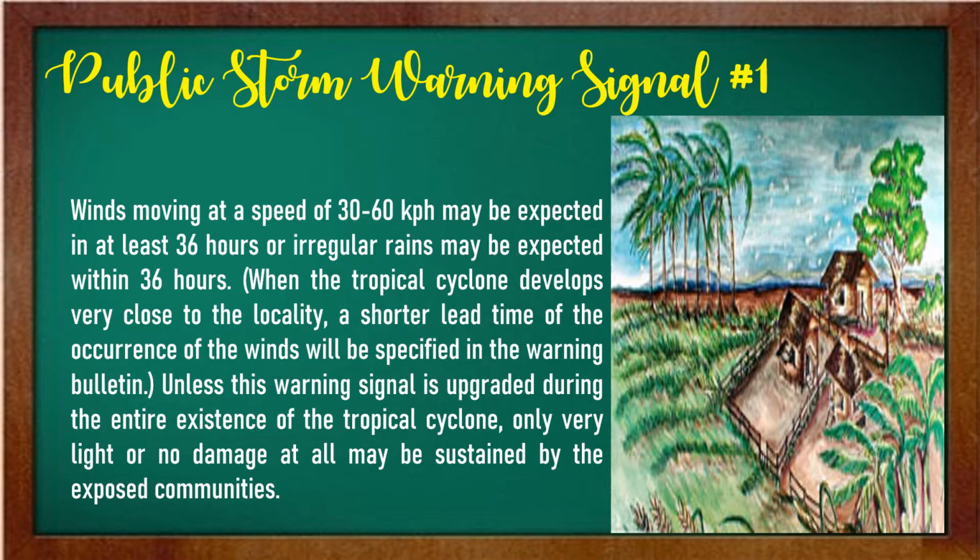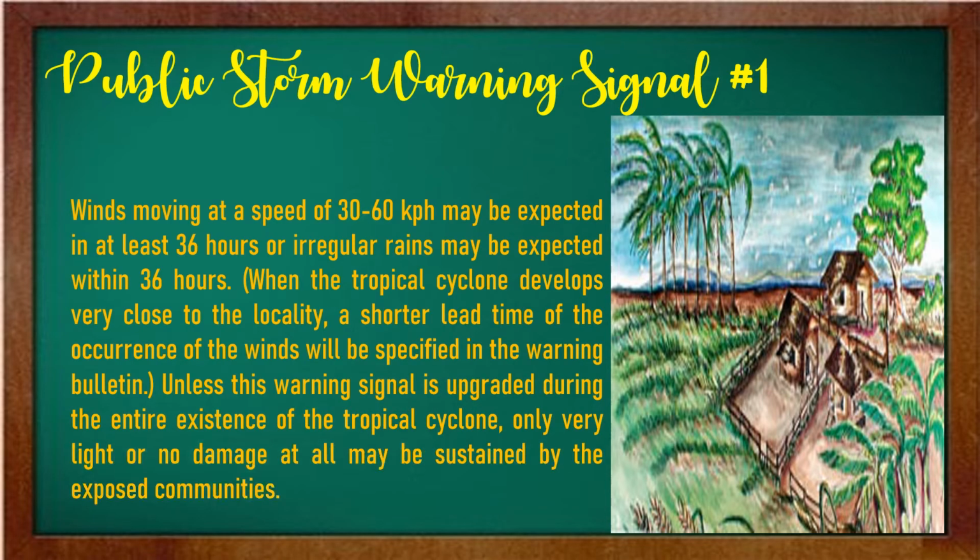Winds moving at a speed of 30 to 60 kilometers per hour may be expected in at least 36 hours, or irregular rains may be expected within 36 hours. When a tropical cyclone develops very close to the locality, a shorter lead time of the occurrence of the winds will be specified in the warning bulletin, unless this warning signal is upgraded during the entire existence of the tropical cyclone. Only very light or no damage at all may be sustained by the exposed communities. This is public storm warning signal number 1.